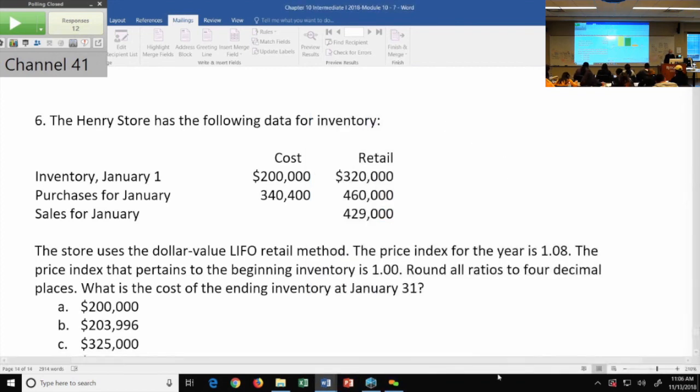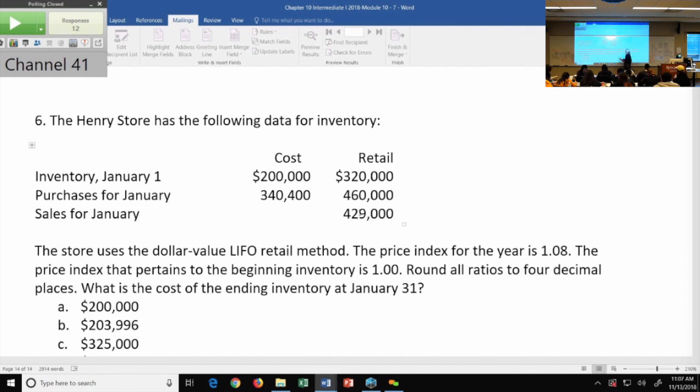I'm going to move this out of the way. All right, so first, how'd you get the ratios? Let's talk about that. The beginning ratio is what? 200 divided by 320. So you should have the ratio here of 62.5. Is that correct? All right. Then the next one, you got the purchases. 340, 400 divided by 460. That ratio should have been 74%, is that correct? Okay.